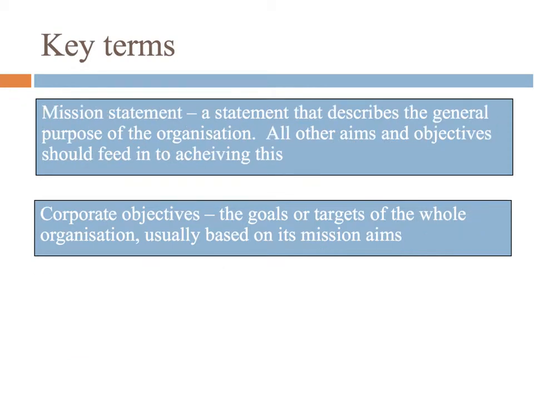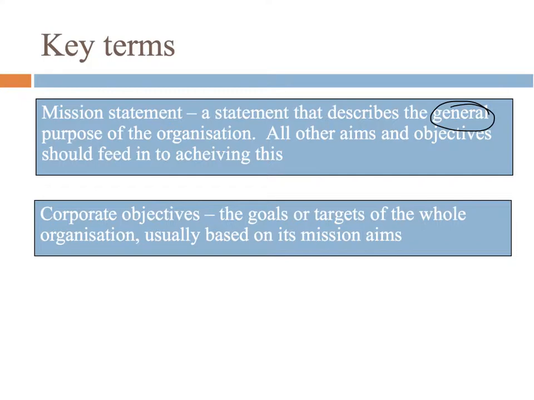So next is mission statement, a statement that describes the general purpose of the organisation. All of the aims and objectives should feed into achieving this. So it's very general, it's not specific, it's not saying we will achieve this by this date and we will do it in this way. It's just saying a very broad, rough idea of what the business stands for.